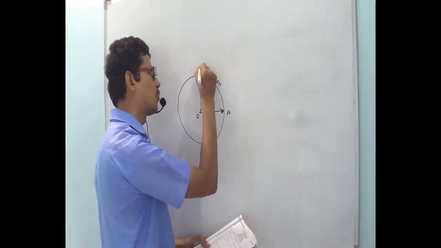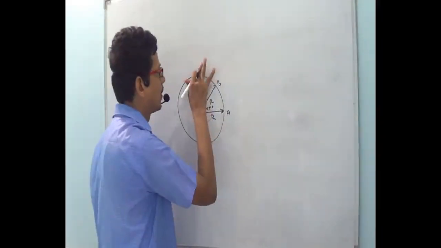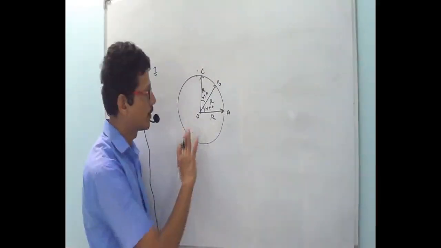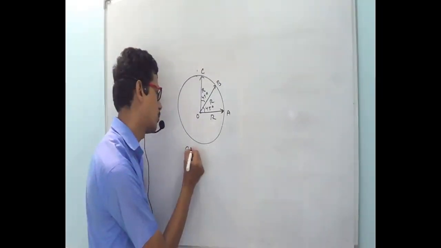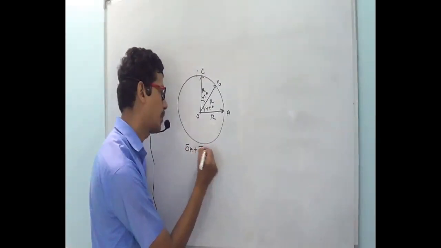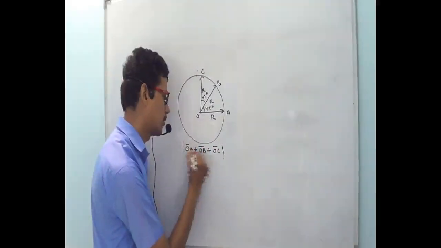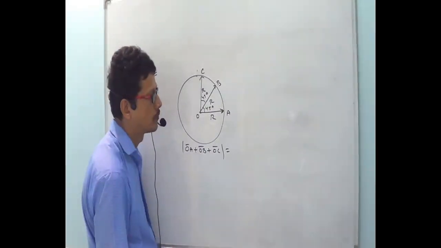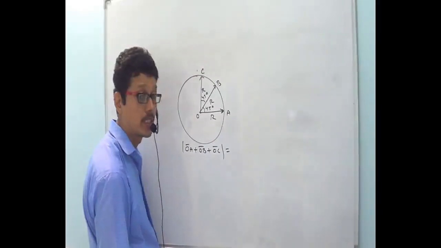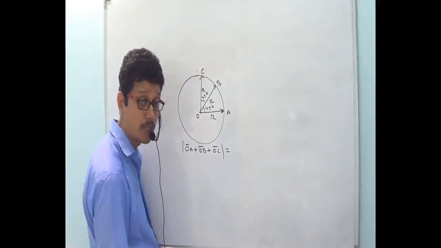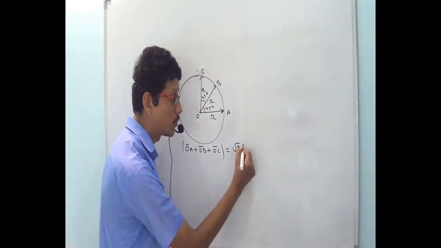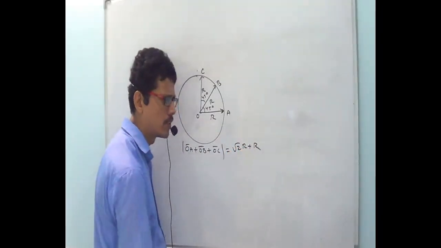And what is this vector? OC bar. And he is asking what is the magnitude of the resultant of these three vectors, OA bar plus OB bar plus OC bar. Anybody can tell this? What is the magnitude of the resultant? In terms of R you have to tell. Answer is root 2R plus R. This is the answer, okay?